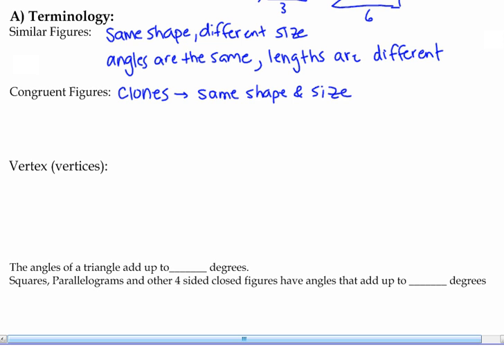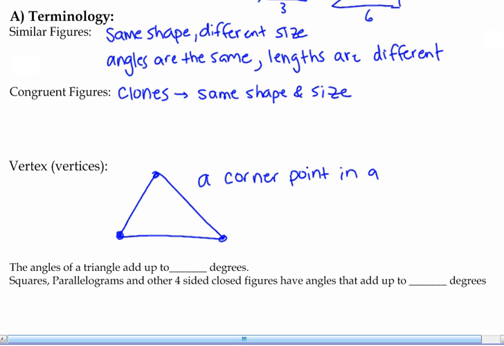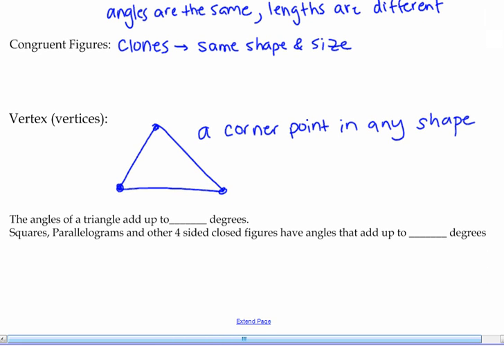A vertex. What's that? The point where lines meet. You could also think of it as the corner, a corner point in any shape. Or you could also define it how Brennan did, where 2 lines meet. The point where 2 lines meet.